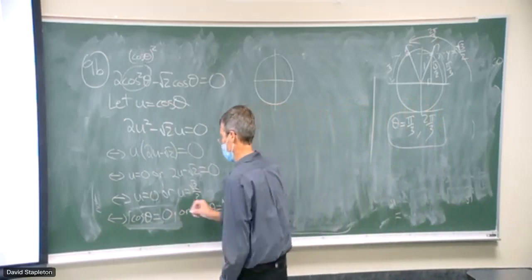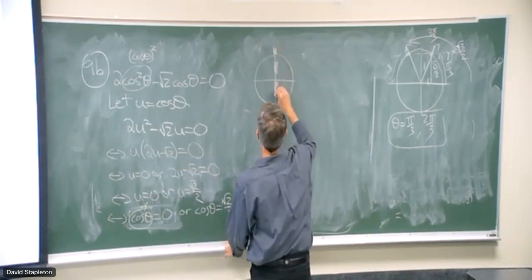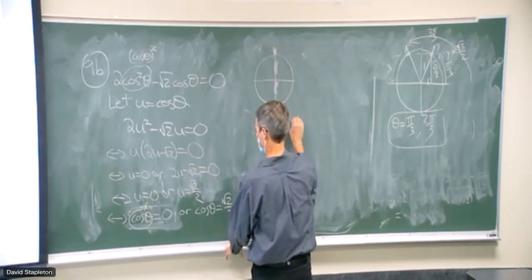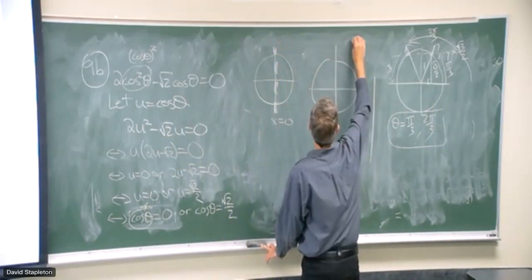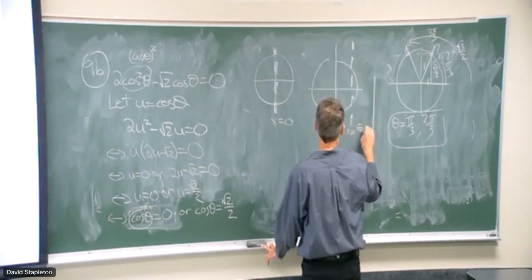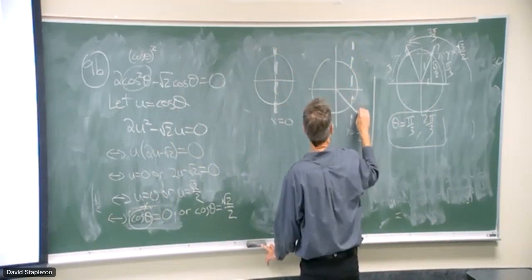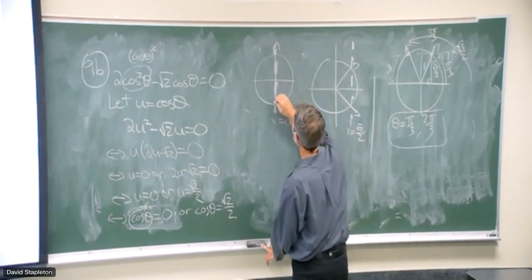Cosine theta equals 0 is x equals 0 on the unit circle. It's this line, x equals 0. Cosine theta equals square root 2/2 is this line, x equals square root 2/2. So there are 2 terminal rays here and 2 terminal rays here.